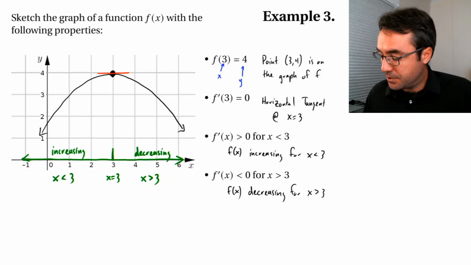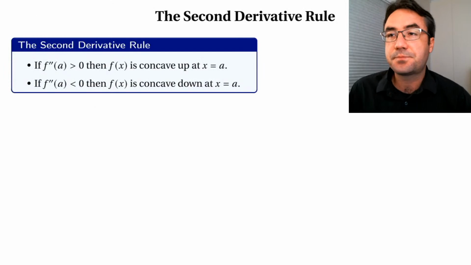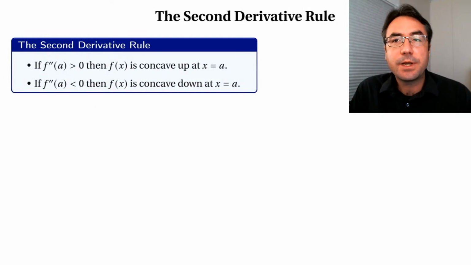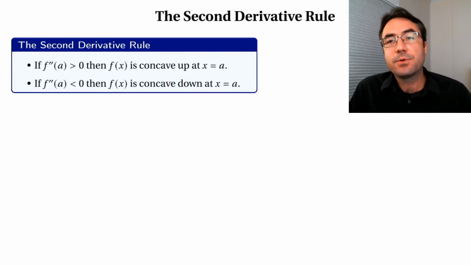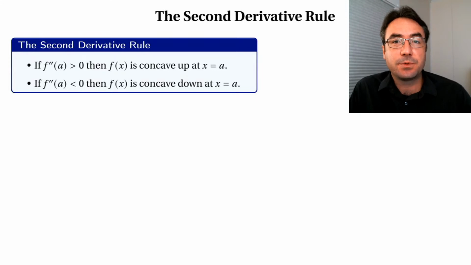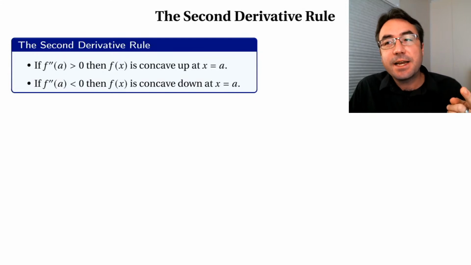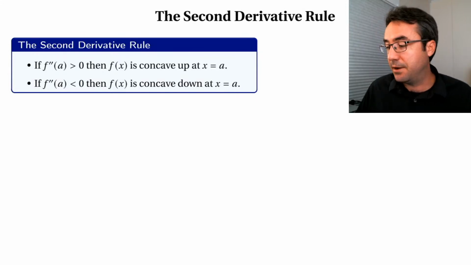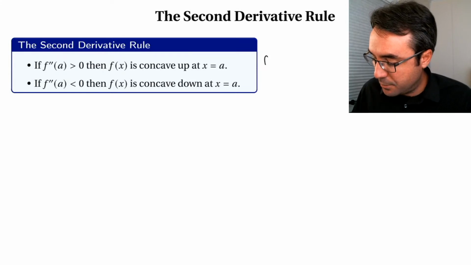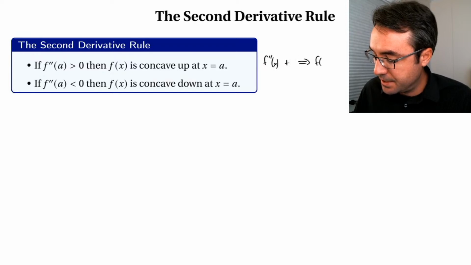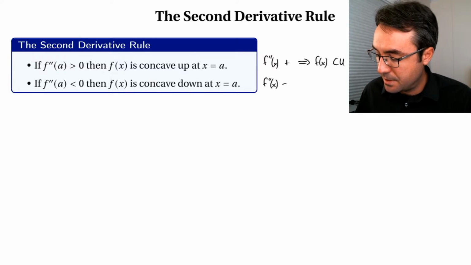All right, let's now talk about the second derivative. And we have this second derivative rule. The second derivative rule is related to the shape of our function. It's related to concavity. So the first derivative tells us increasing, decreasing. The second derivative tells us concave up, concave down. So if f double prime is positive, then that means our function is concave up. And if f double prime is negative, then that means our function is concave down there.